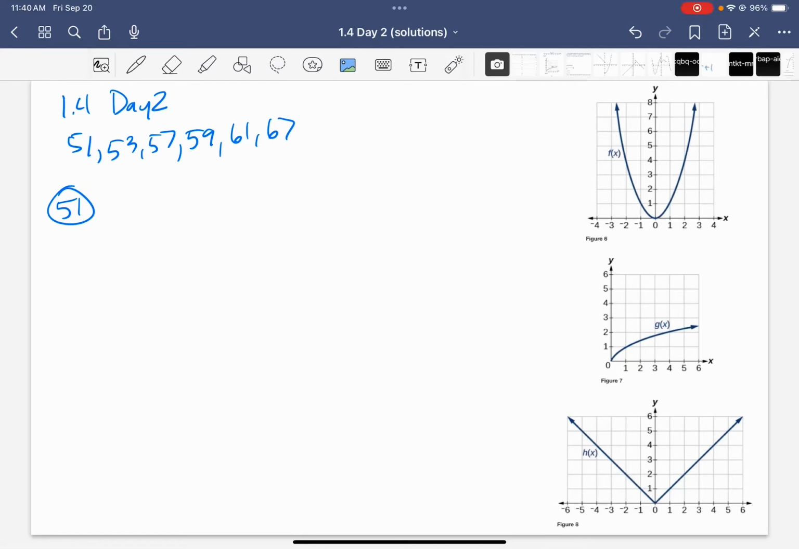All right, let's do 4.1 day 2. And you'll notice I added 20 because we did so much talking about it in class. I want to make sure we get that. So let's start off with 51.